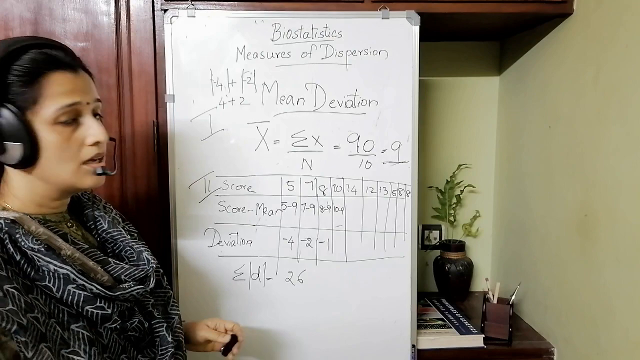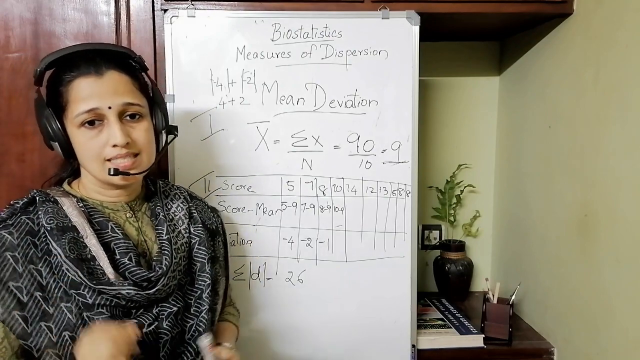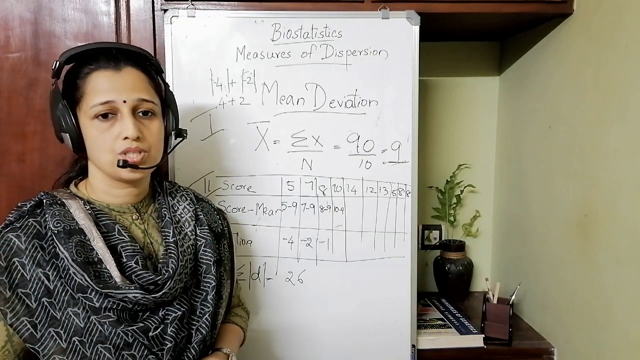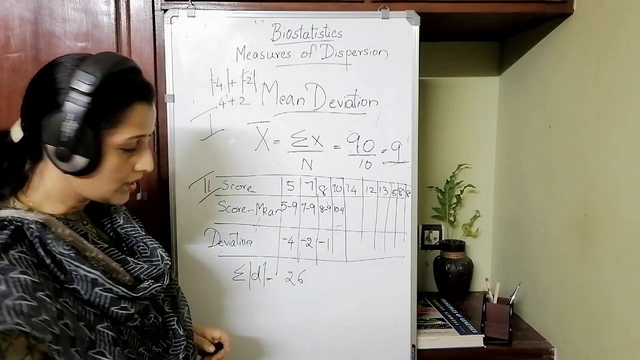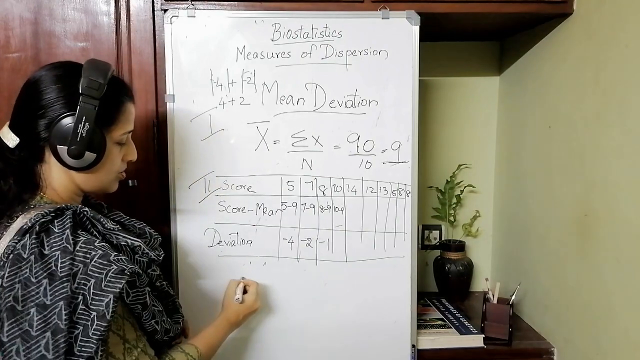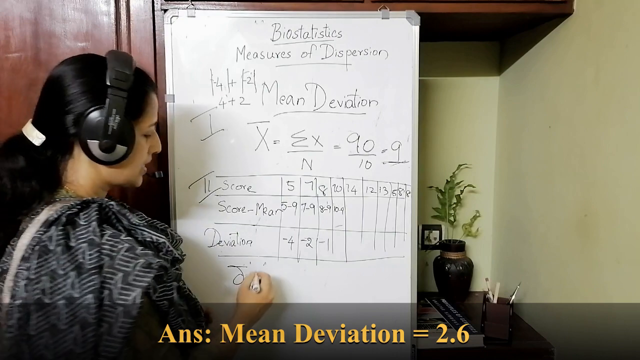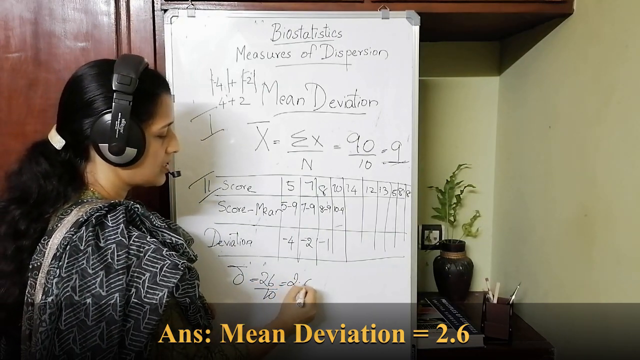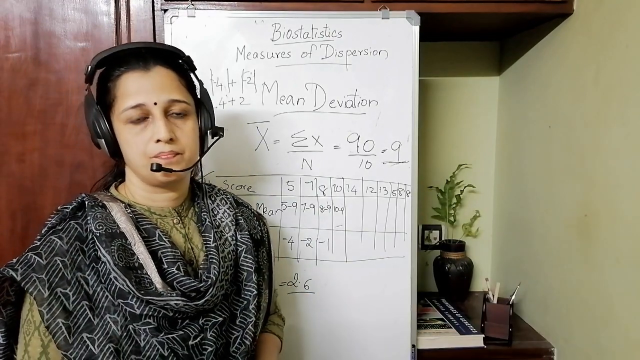And now the next step is, mean deviation delta is equal to sigma, the absolute value of deviations, divided by n, which is the total number of observations. So delta, or mean deviation, is equal to 26 divided by 10. That comes to 2.6, which is the mean deviation for this question.